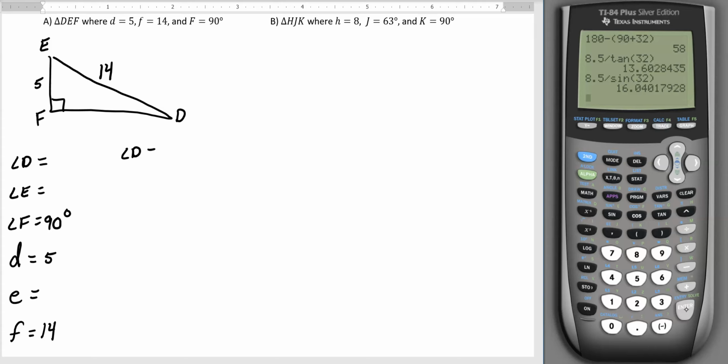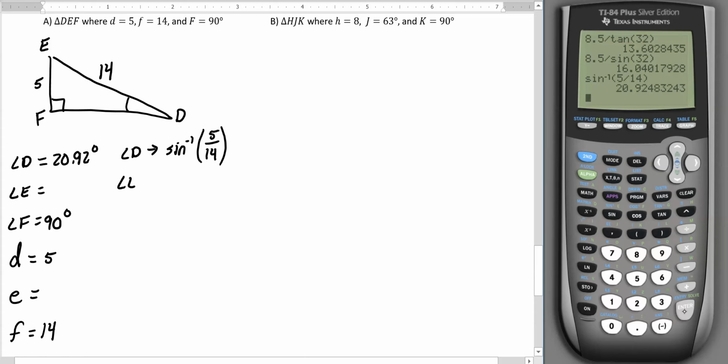All right, to figure out angle D with some inverse trig, remember angle D would be this angle here. So I have my opposite and my hypotenuse. So I do the sine inverse of my opposite, 5 over hypotenuse, 14. So second, sine inverse, 5 divided by 14, close parentheses, enter, 20.92 degrees.